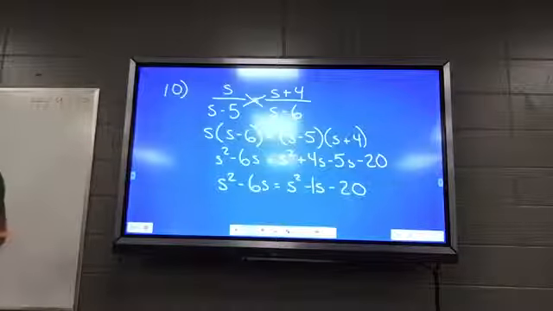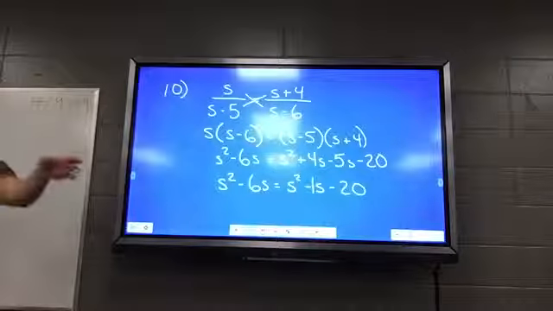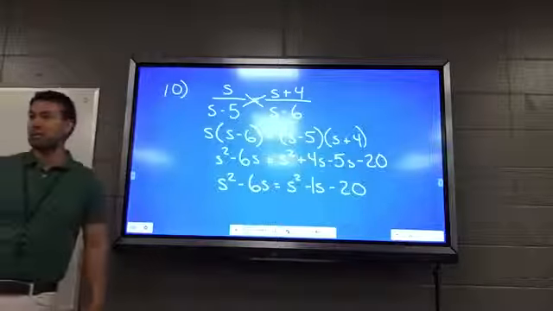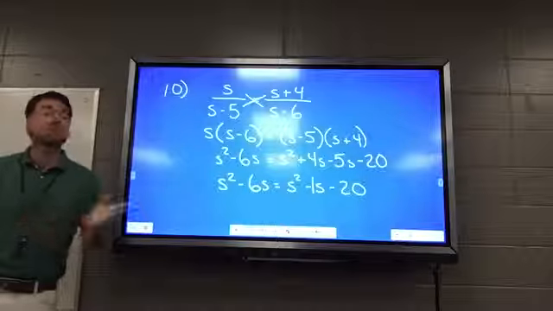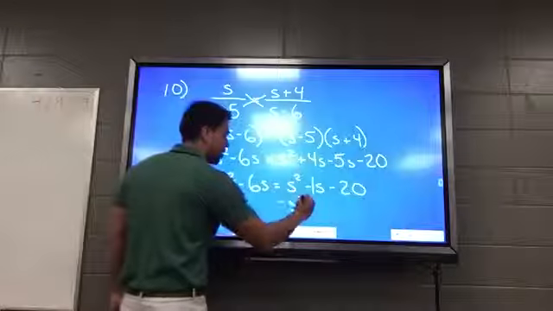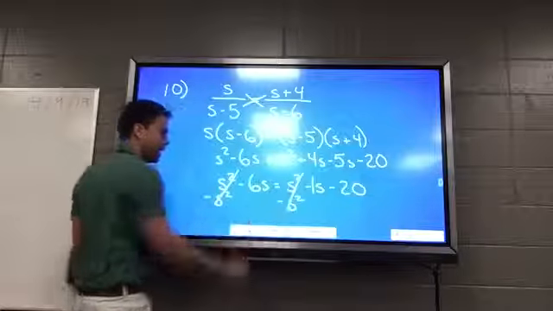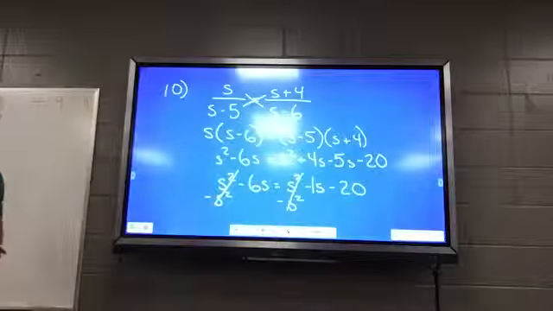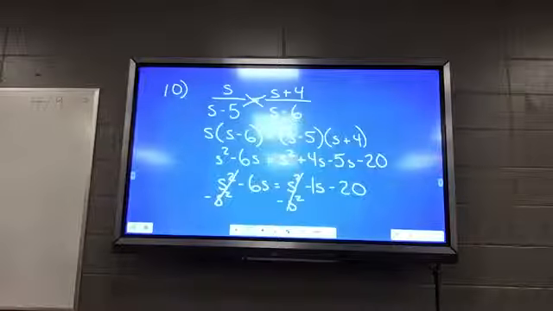Okay, ready? I don't like those s squared terms. Do you? No. Do you notice that you have an s squared here and an s squared there? How do you take them out? Not divide, you just subtract. If I subtract s squared from both sides, guess what happens to the s squared? It's bye-bye. Then you just solve that equation that's left. Negative 6s equals negative 1s minus 20. And then you get something.